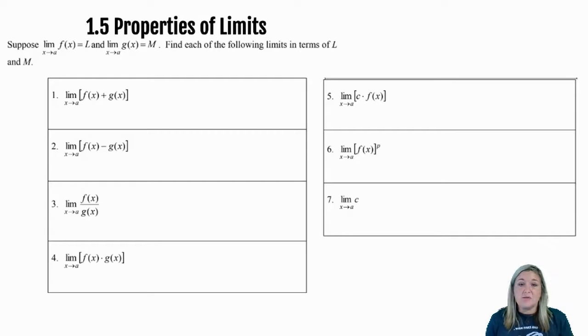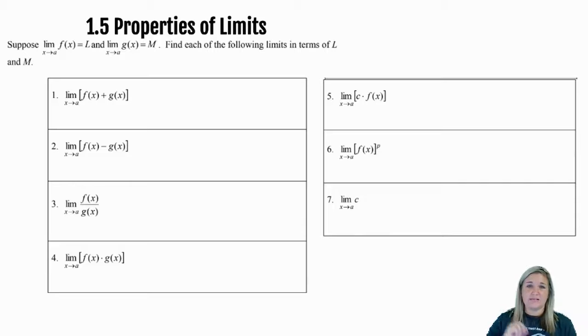So suppose that the limit as x approaches a of f of x is equal to L, and the limit as x approaches a of g of x is equal to M. Now, notice that a has to be the same, so they have to be approaching the same number, okay? Then find the following in terms of L and M.